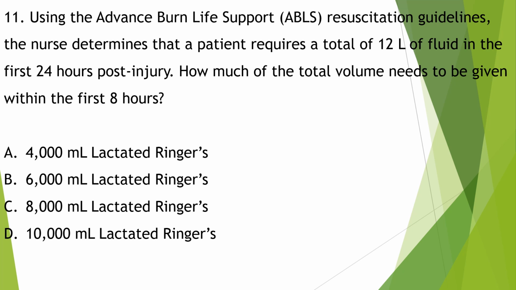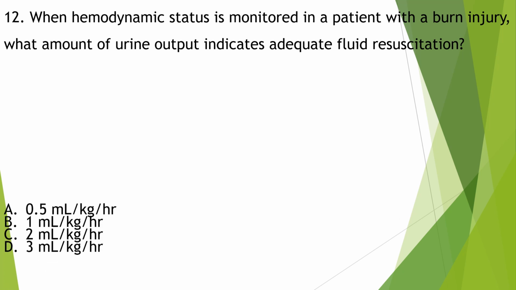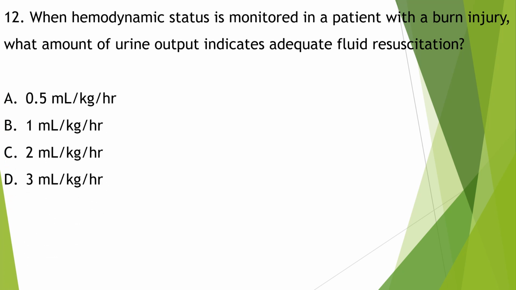According to the Advanced Burn Life Support Resuscitation Guidelines, half of the total calculated volume is given within the first 8 hours. So that is 12,000 ml, half is 6,000 ml lactated ringer. When hemodynamic status is monitored in a patient with a burn injury, what amount of urine output indicates adequate fluid resuscitation? 0.5 ml per kg per hour, 1 ml per kg per hour, 2 ml per kg per hour, 3 ml per kg per hour.